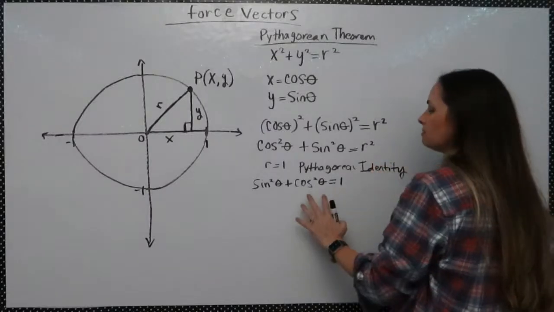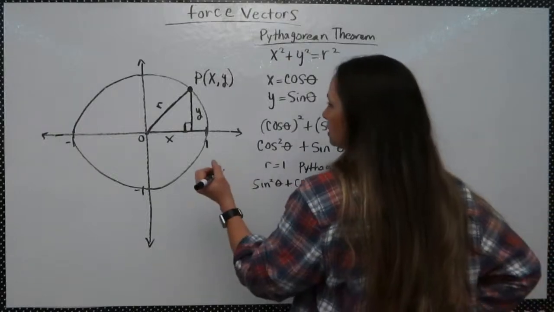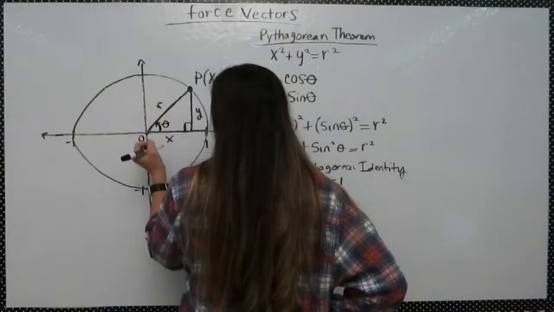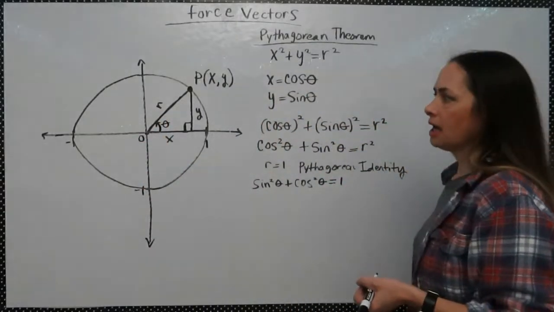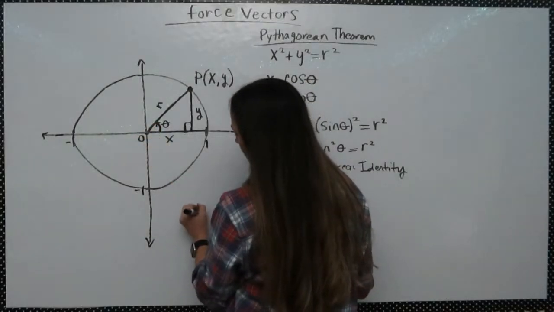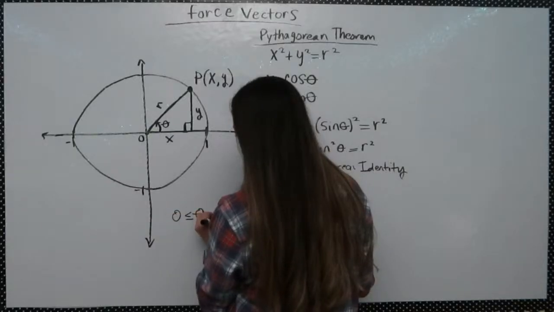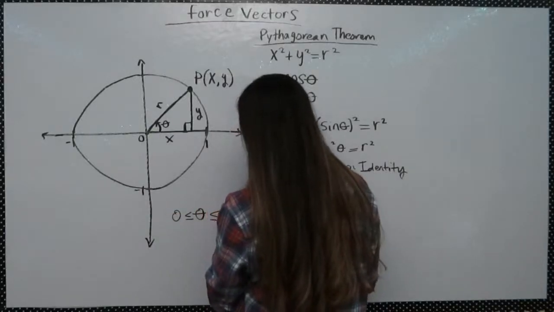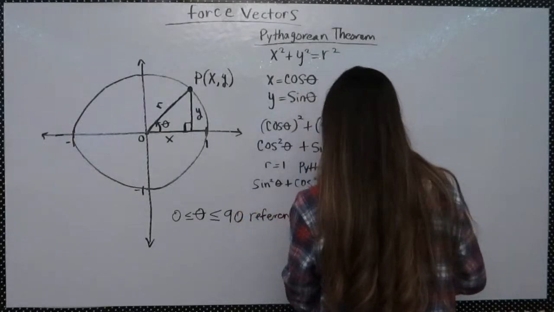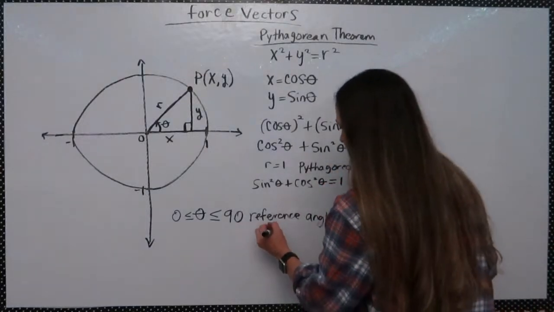But here's where it comes from. It comes from this unit circle. And what it's doing is you're taking an angle theta here. And the theta is always a reference angle. So theta is always between 0 and 90 degrees for reference angles. So it's always an acute angle.